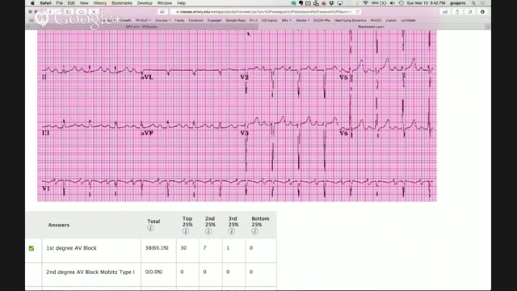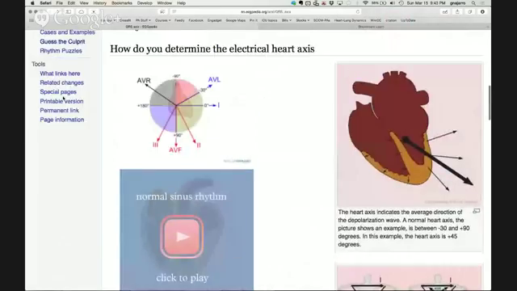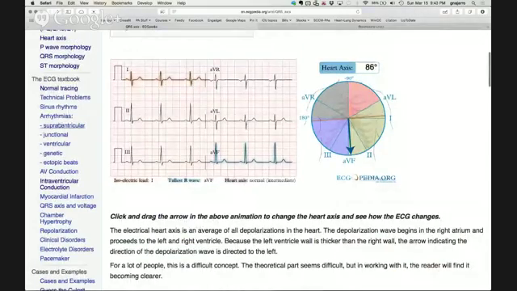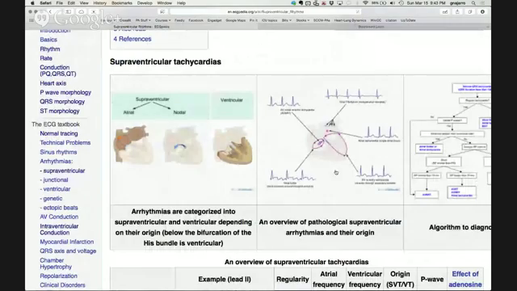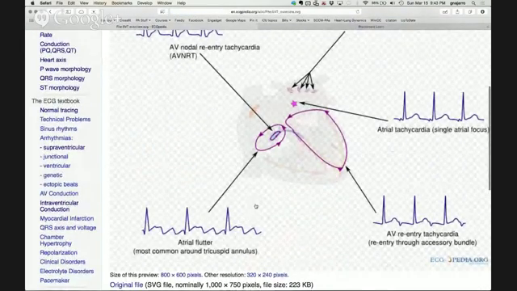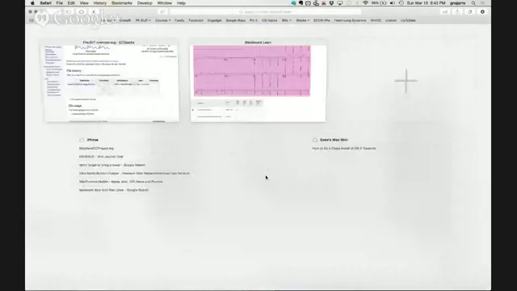So you're looking for a regular rate with that? No, what you're looking for is a sawtooth pattern of atrial waves between QRSs. Let me show you an example here. Like this. See sawtooth? And it's this circular pattern here, the bigger one. Let's see if there's another example.